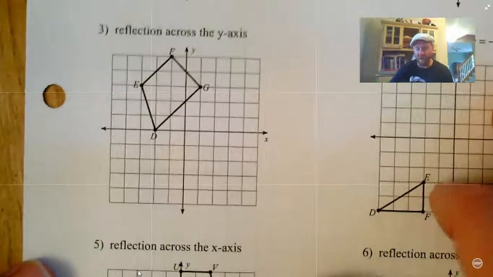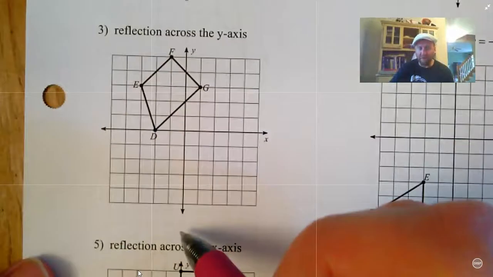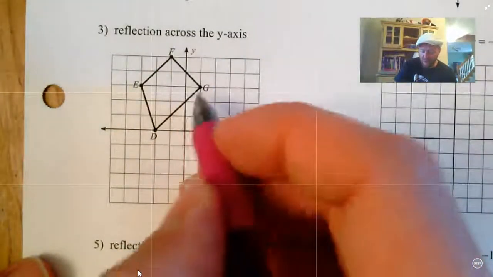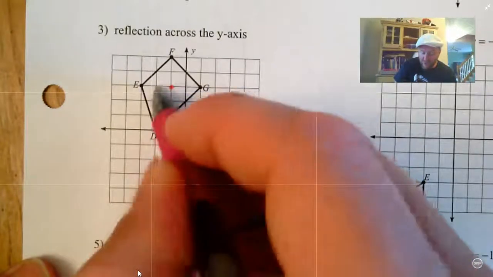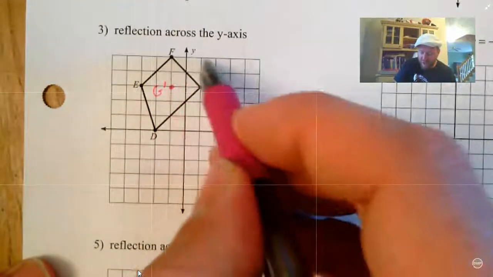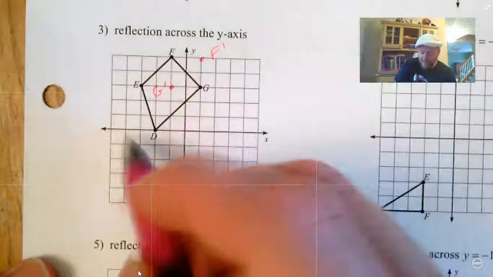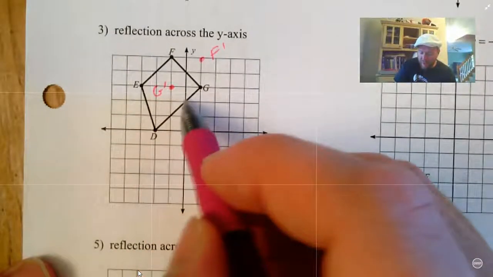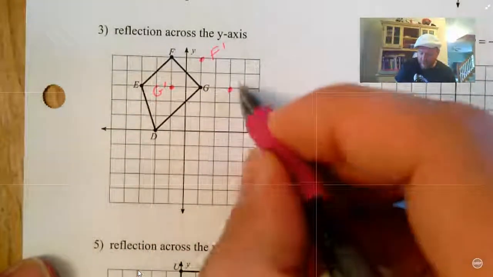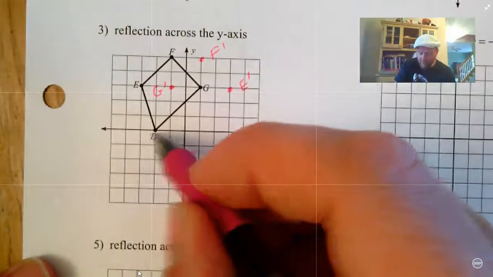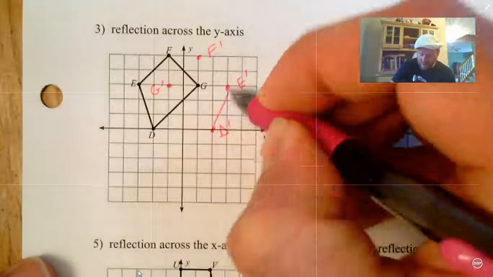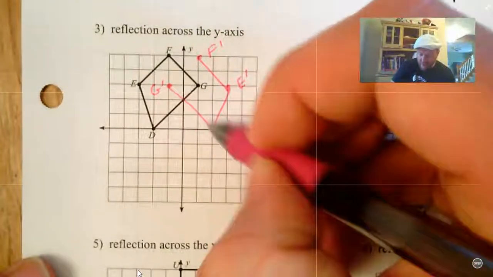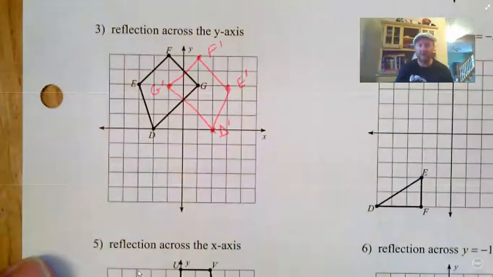Let's see here. Reflection across the y-axis. Oh, the y-axis is right here. It's already there for us. So we just reflect each point individually. G is a space away. G prime, a space in the other direction. F, same deal. E is 3 spaces, so 3 spaces on the other side for E prime. D is 2 spaces, so 2 spaces on the other side. And we'll just connect them all up here. And we're done.